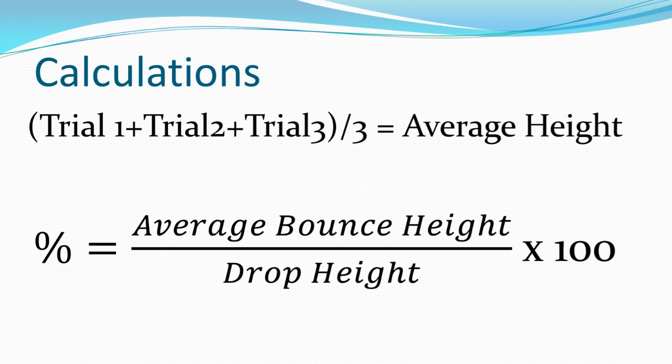To find the percentage of the original height the ball bounced up, you'll take the average bounce height divided by the drop height and then multiply that by 100. That will give you a percentage.